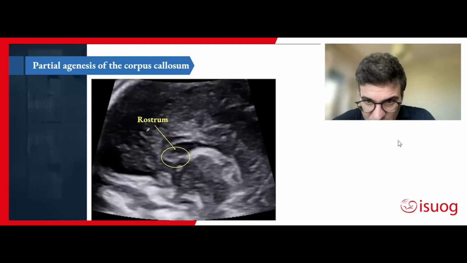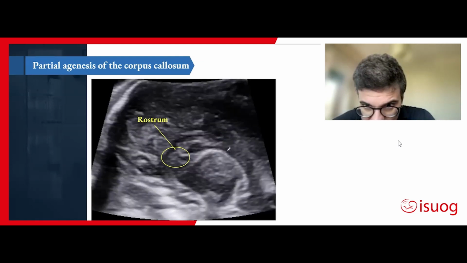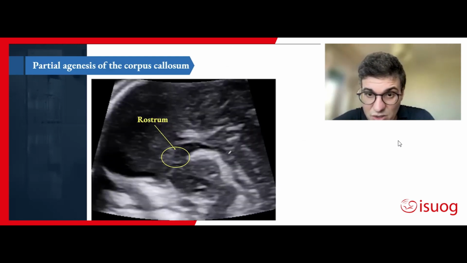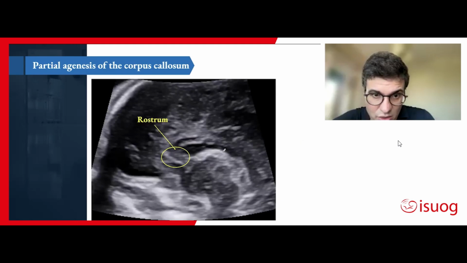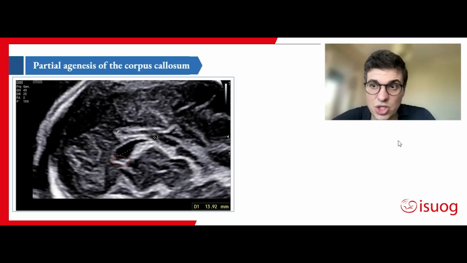Let's have a look at the other picture. So we can see the rostrum here. In order to look at the splenium, we should orientate the ultrasound beam parallel to the posterior inferior part of the corpus callosum itself. Can you see the rostrum is present, but we cannot see the posterior inferior part, which is the splenium. So this is a condition called partial agenesis of the corpus callosum, and this imaging appearance is the most common one we can encounter in clinical practice.